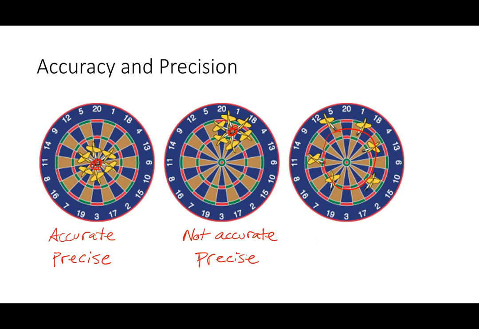And in this last example, it is not accurate. That's obvious from none of them hitting the bullseye. And it is not precise either because there's a large range of where they landed. They're not clumped together in any spot on the board.